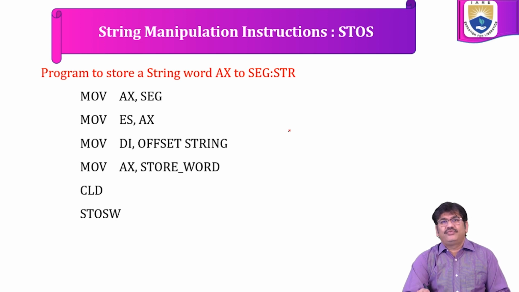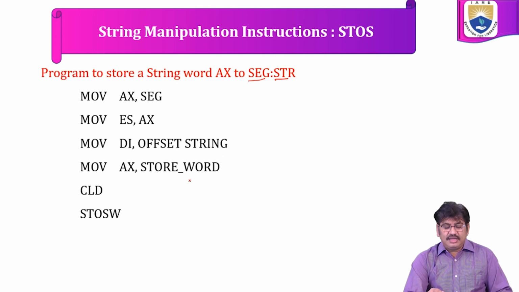A small program for storing a string. The offset value and segment address will be loaded into ES and DI registers. Move AX, segment address. Move ES, AX. These two instructions are for loading the segment address into extra segment register. Offset value will be stored into DI register by using move DI, offset of string.